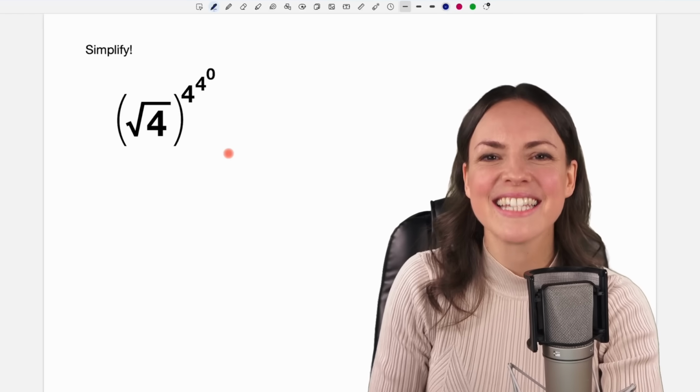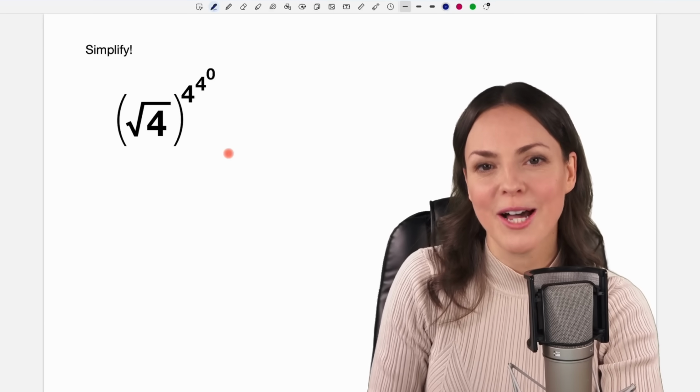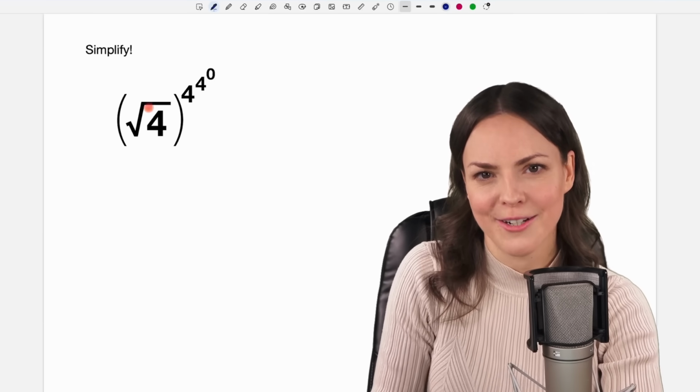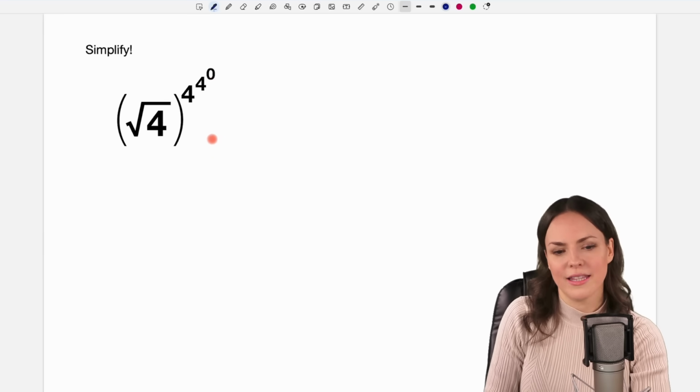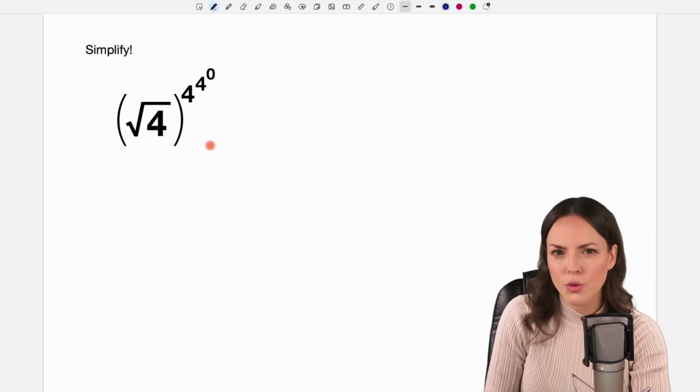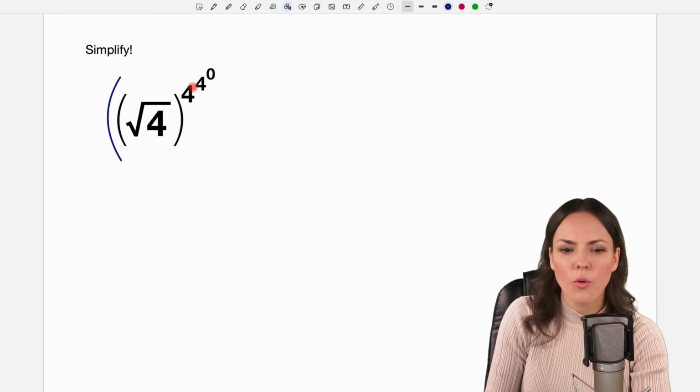Hello, my lovelies. It's Susanna, and today I want to show you how to simplify this expression here. We have the square root of 4 to the power of 4 to the power of 4 to the power of 0. This expression looks a little bit different than the expressions we're used to, because usually we have more parentheses here, right?